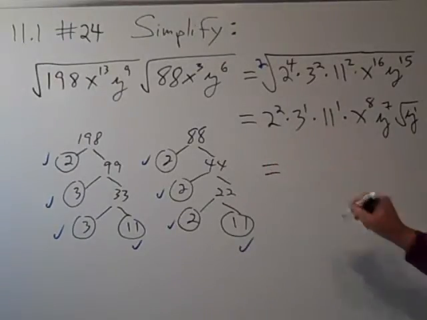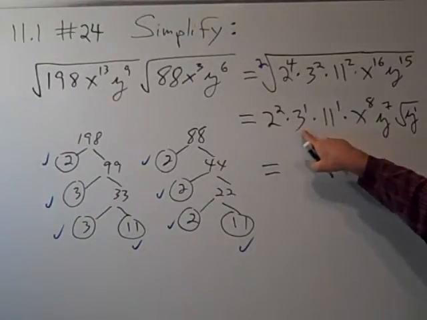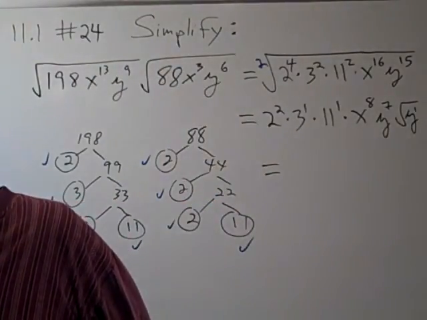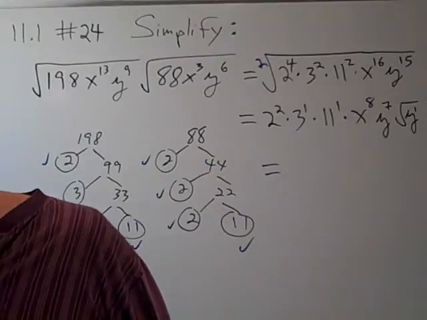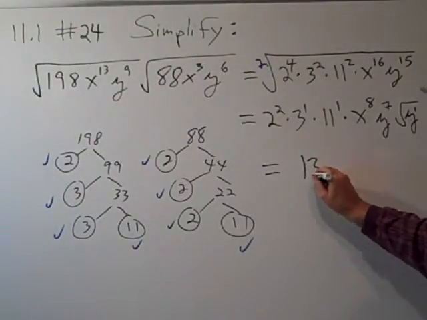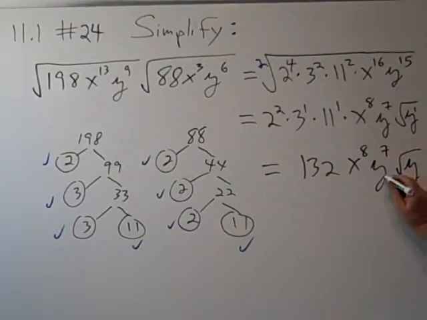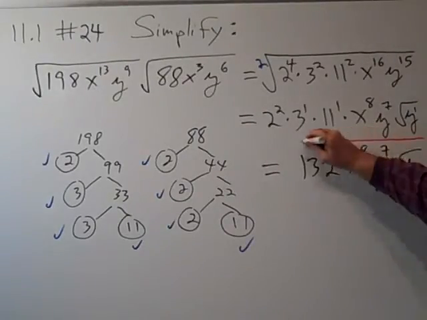So what this all equals is, let's see, 4 times 3 is 12, and 12 times 11 is 132. And we have x to the 8th, y to the 7th times the square root of y on the end. So this is how our radical simplified this time.